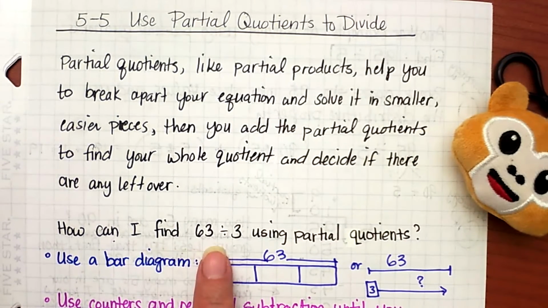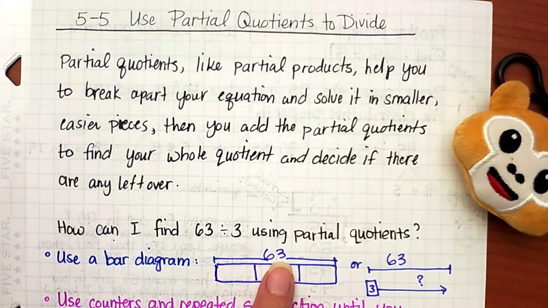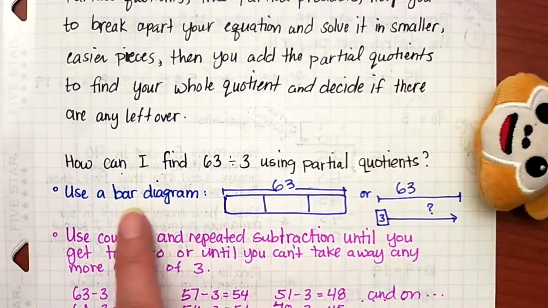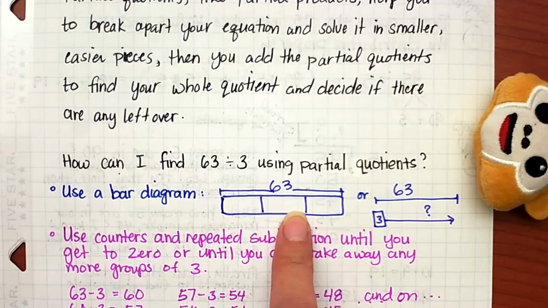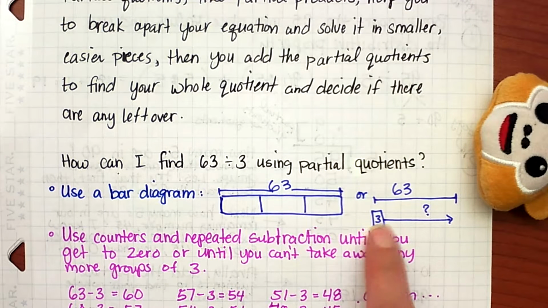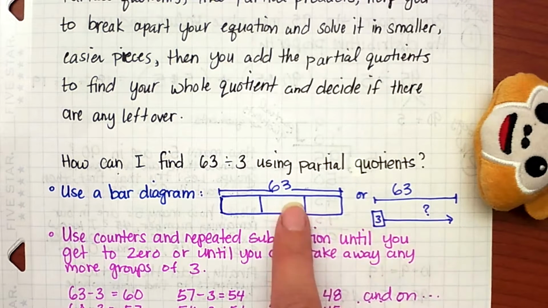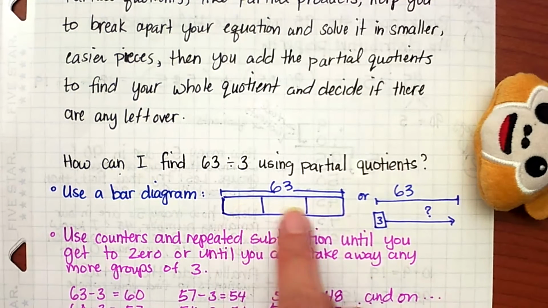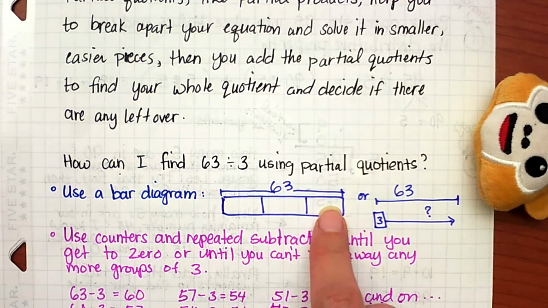So how can I find 63 divided by 3 using partial quotients? I can do it a couple of different ways. One way I can do it is to create a bar diagram. So I can either do it as 63 broken up into groups of 3 to figure out how many groups, or I could do 63 broken up into 3 groups and figure out how many are going to go inside each group. Either way, my answer is going to be the same.